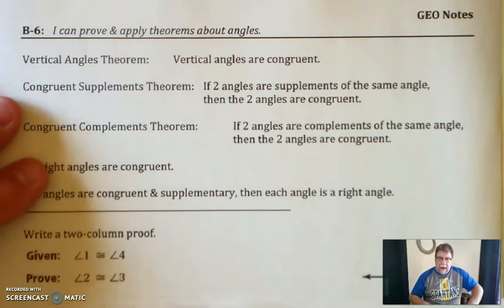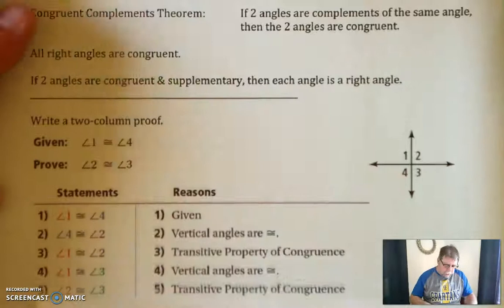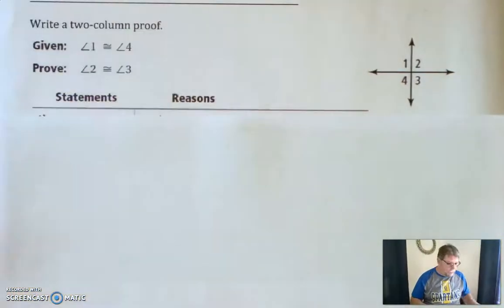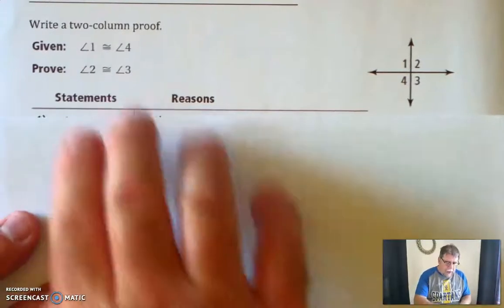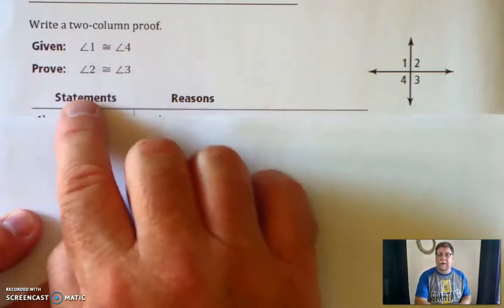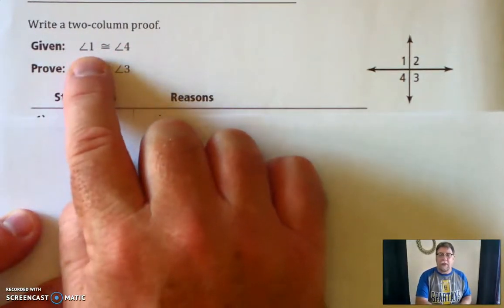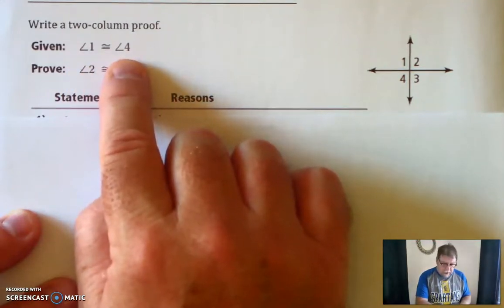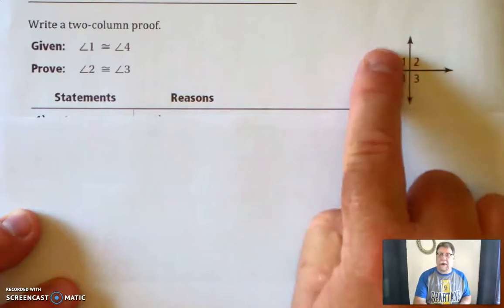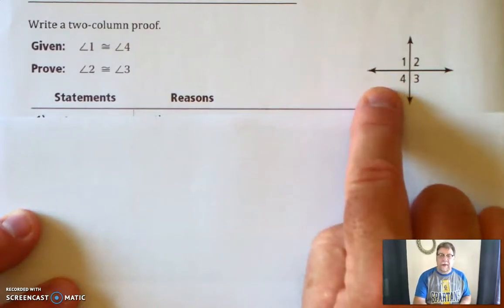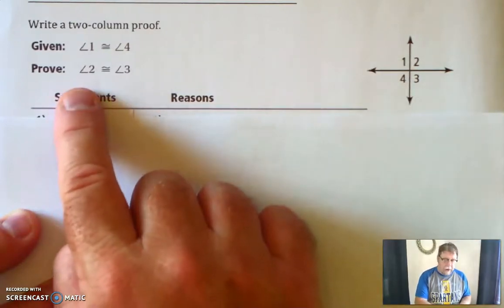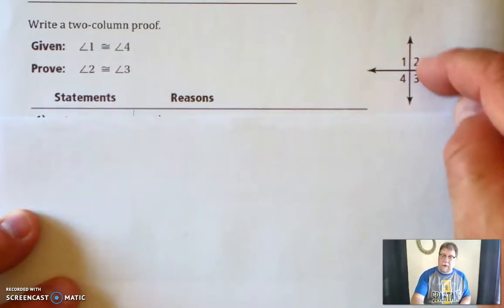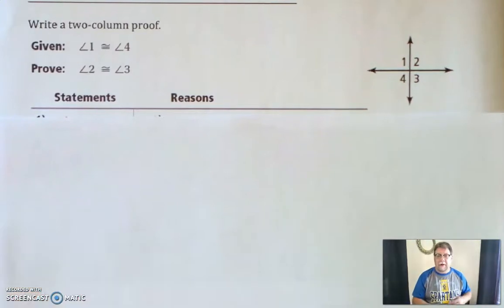All right, so let's take a look at a couple of proofs, writing a two-column proof. Let's go through this proof, and then I'll take a look at a paragraph proof as well. So I want to write a two-column proof. First of all, it says given angle 1 is congruent to angle 4. So angle 1 and angle 4 are congruent. We want to prove that angle 2 is congruent to angle 3. We want to show that angle 2 and angle 3 are congruent.